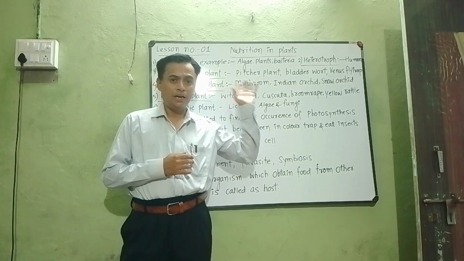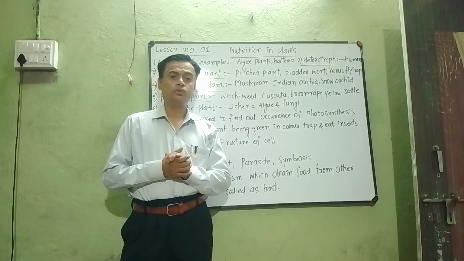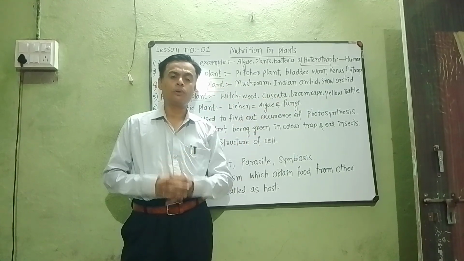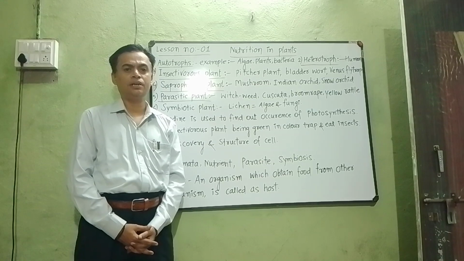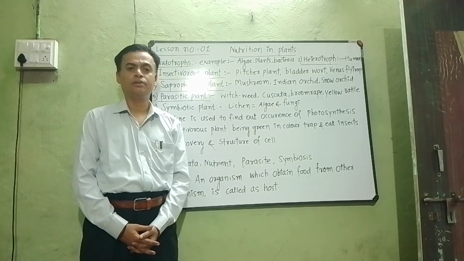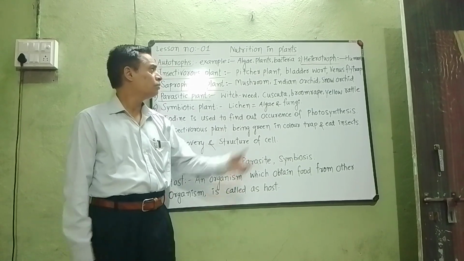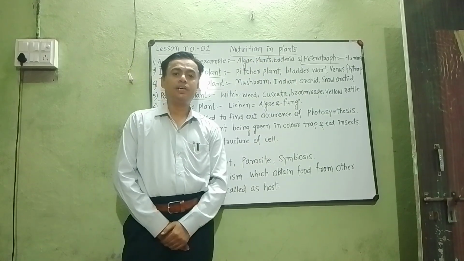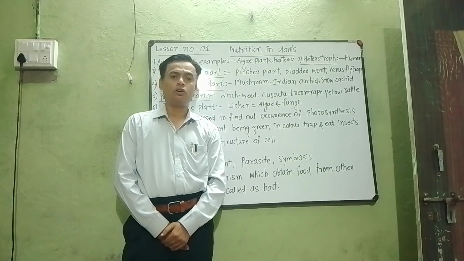Now, plants prepare their own food, so they are called as autotrophs. Green plants prepare their own food. Why are plants green in color? Because of the presence of the pigment called as chlorophyll. Now, plants, algae, and bacteria, these are the examples of the autotroph.